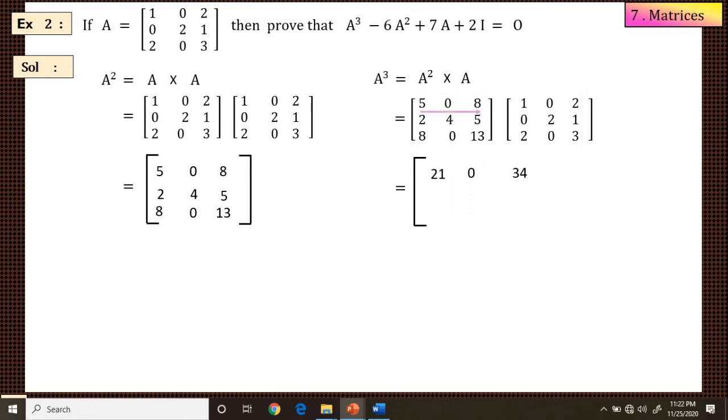Now the second row elements. With the first column, if you operate, you will get 12, and with the second column, 8, and with the third column, you will get 23. Second row elements are completed. Now the third row: operating with the first column, that is 34, operating with the second column you will get 0, and operating with the third column you will get 54. So this is the A cube matrix.